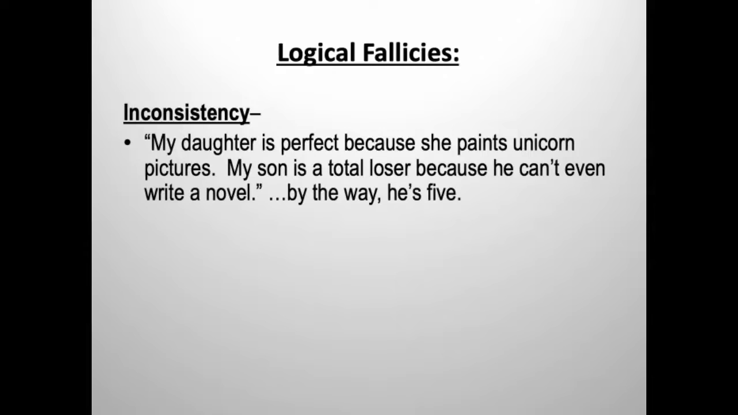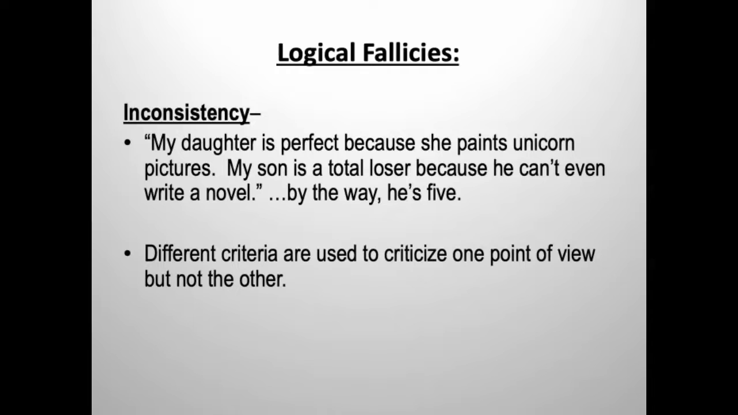Hopefully the role of inconsistency will be apparent in this next example. So my daughter's perfect. She paints unicorn pictures all the time. Son, total loser, man. Can't even write a novel. Yeah, don't ignore the fact that he's only 5. So the hallmark of this is that you use different criteria to criticize one point of view and not the other. Not that you've ever seen this in your own life. This is called a double standard.